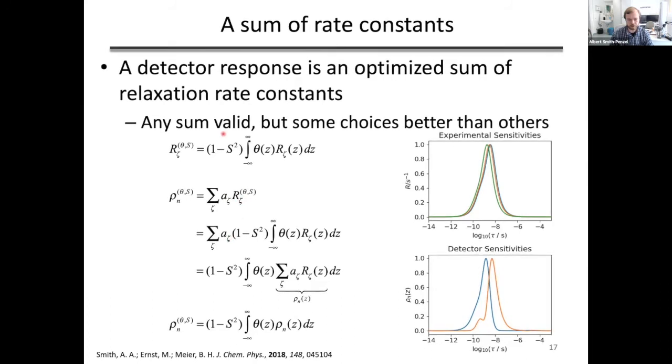And plugging in the formula here for the rate constant, I get this. I swap the integral and the sum, and I get a formula that looks like this. I end up summing up the sensitivities. I can define that as some function. And now I get this thing called the detector response. And the detector response now has one of these windows. And so the trick is just to pick the amplitudes correctly.